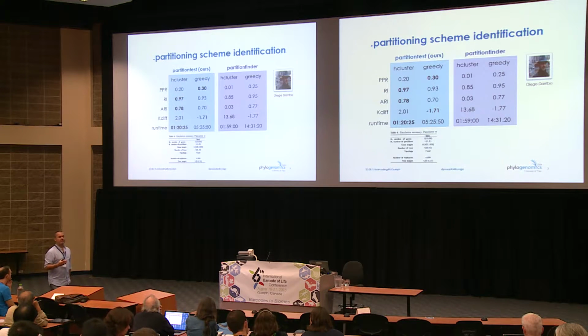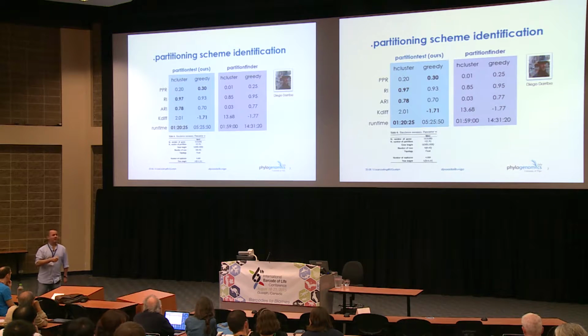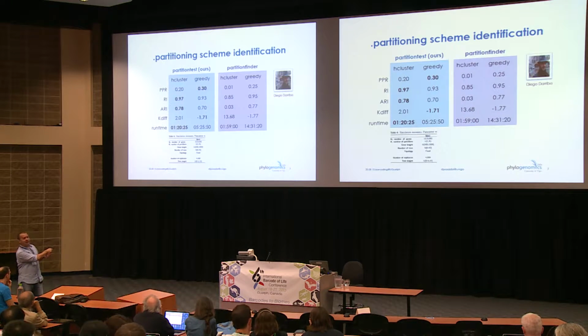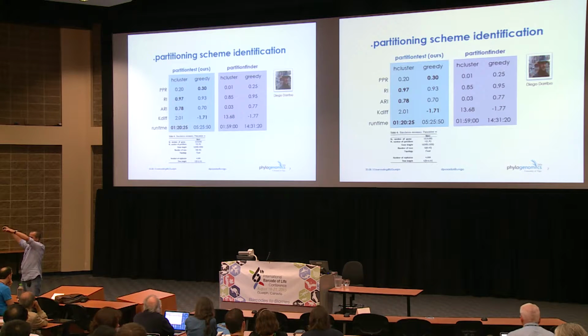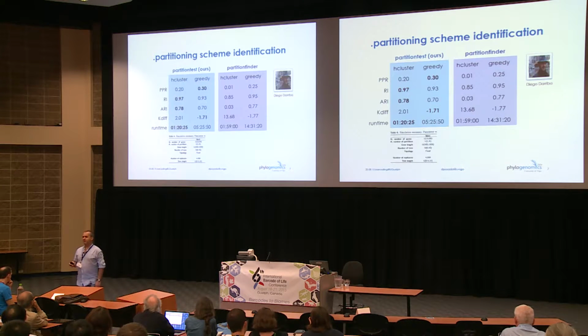But the good news is that even if we don't get the exact one, we get something that is very close. This is this number. This is called the Rand index, and it measures how good my model assignment for many genes is compared to the true model assignment, okay? And it goes from 0 to 1. So we get 0.97, a little bit better than PartitionFinder all of the time, okay? So we are able to identify, in the simulations at least, the true assignment of models for multilocus data sets.